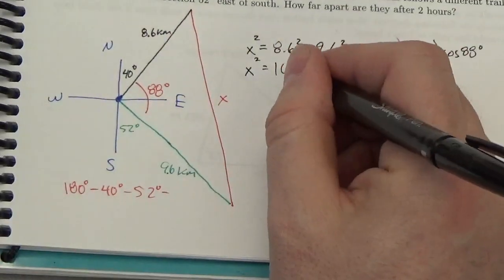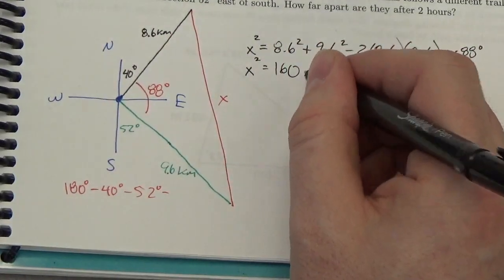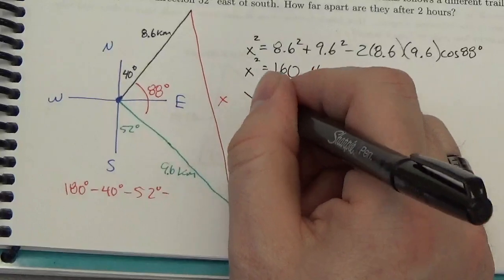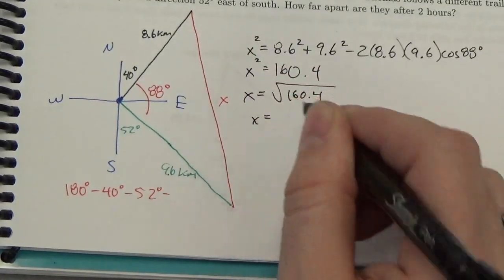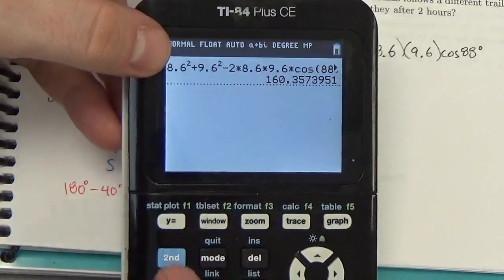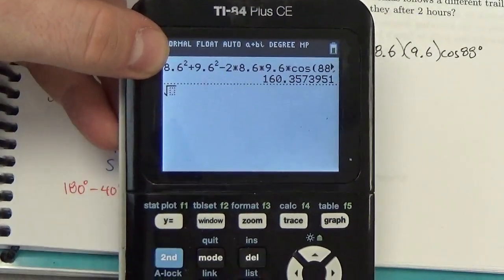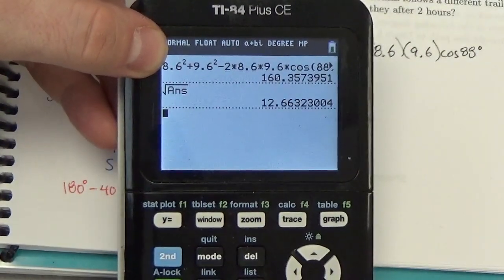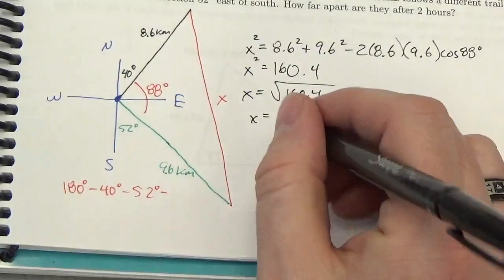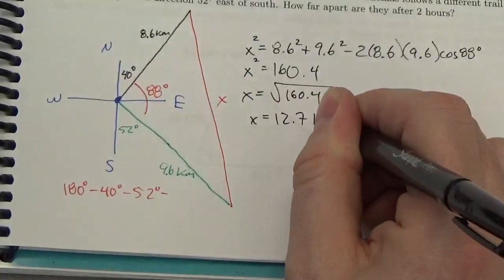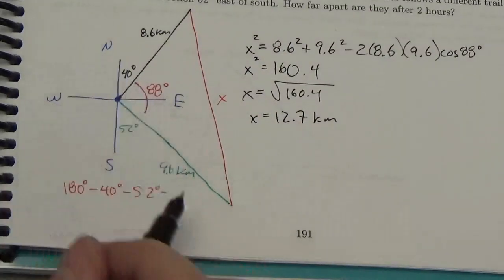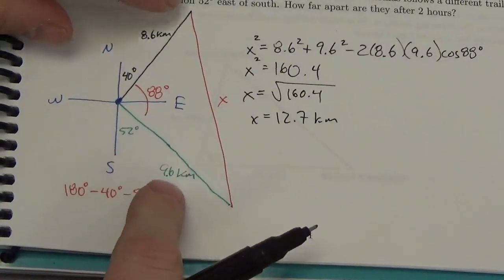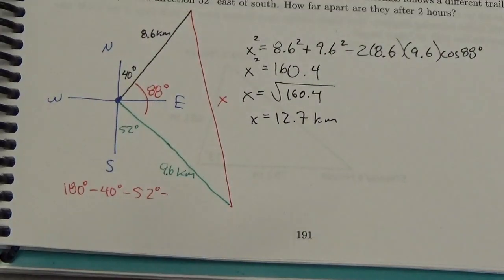And we get 160.4, except that I have to take the square root of that answer. And we get 12.7 kilometers. And that does make sense. That is within the realm of possibility given the lengths of those two sides here. So there you go.